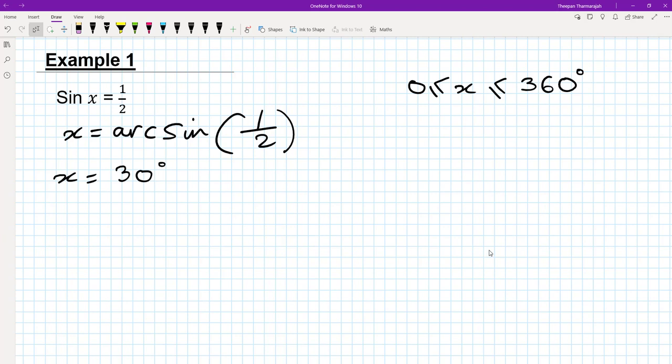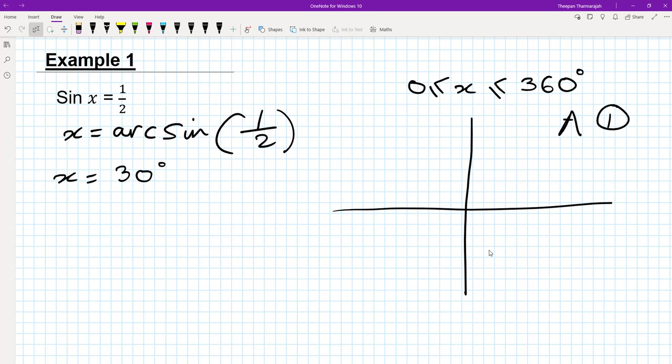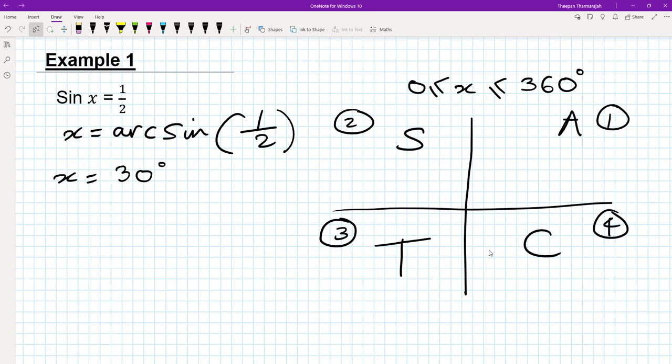So what we have to do now is something called the CAST diagram or quadrant diagram. So we draw a quadrant. In the first quadrant, all angles are positive, so A stands for all. In the second quadrant, only sine is positive. In the third quadrant, only tan is positive. And in the fourth quadrant, only cosine is positive. So because we've got a positive angle, we say, well, sine is positive in the first quadrant, so we can draw in 30 degrees. But sine is also positive in the second quadrant.